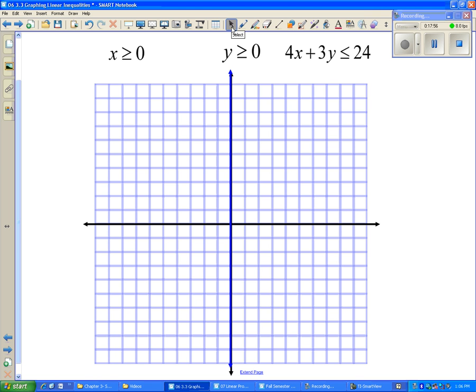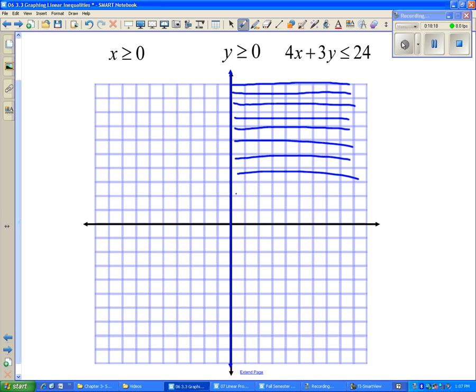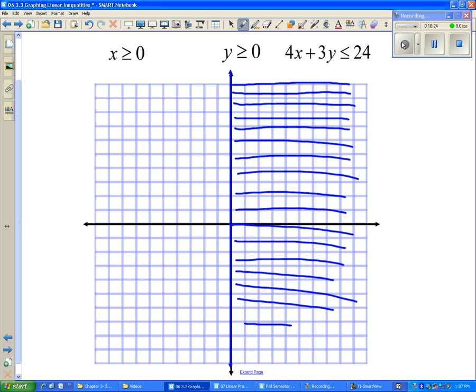Because x equals 0 is a vertical line, and I want it to be at 0, so I did x is equal to 0. Greater than or equal to 0 means I want all my x's that are greater than 0, so that means I want everything to the right of my y-axis. X equal to 0 is my y-axis. I want everything to the right of that.